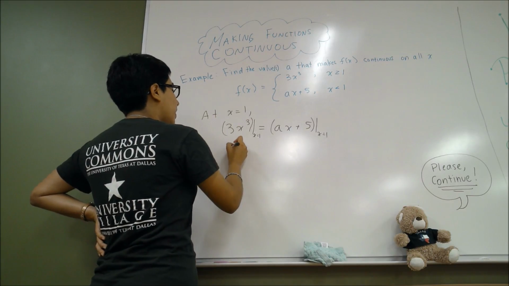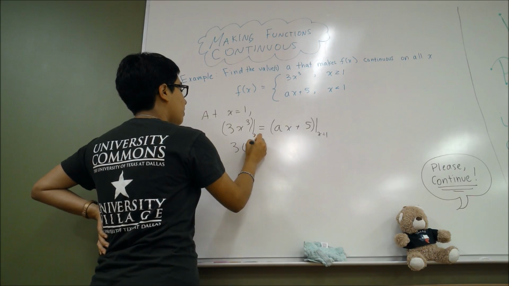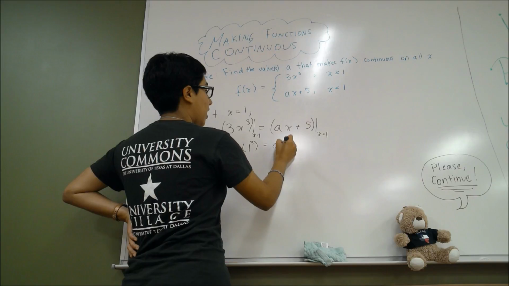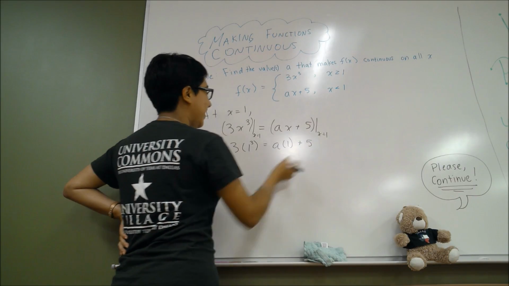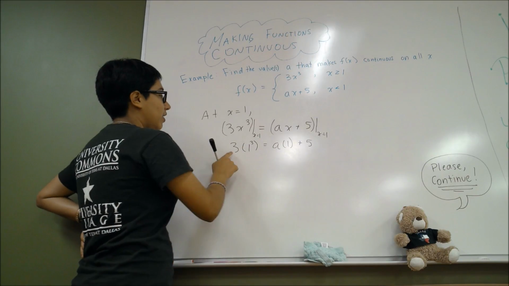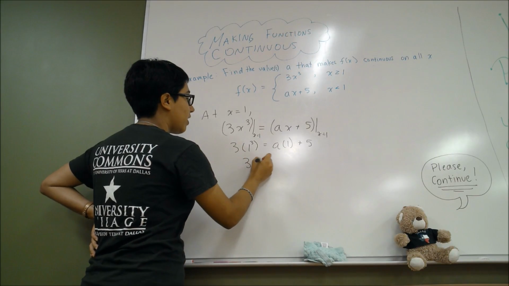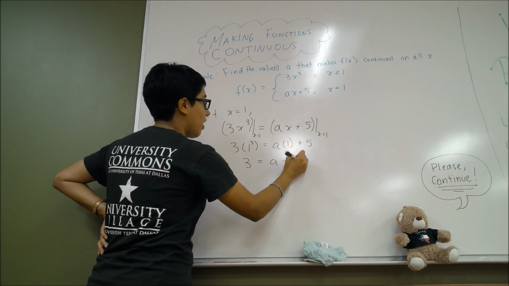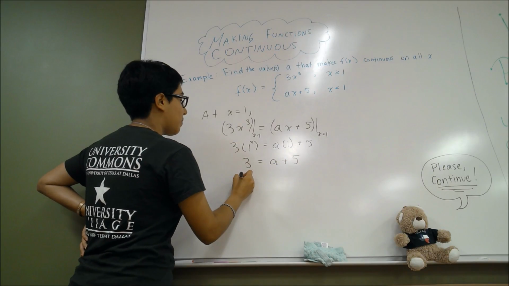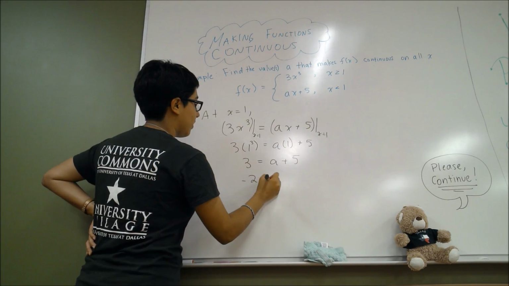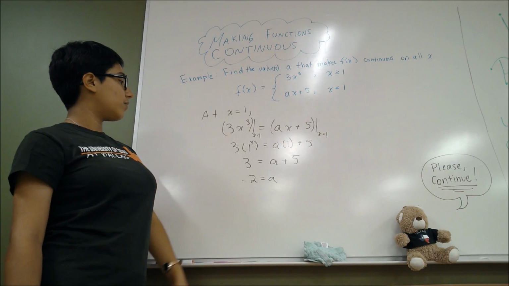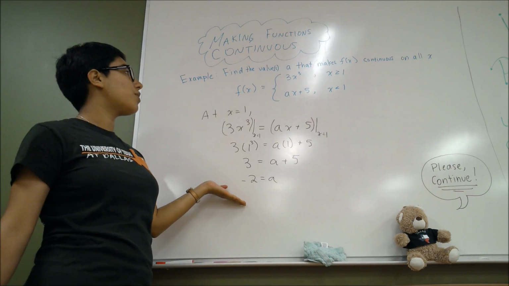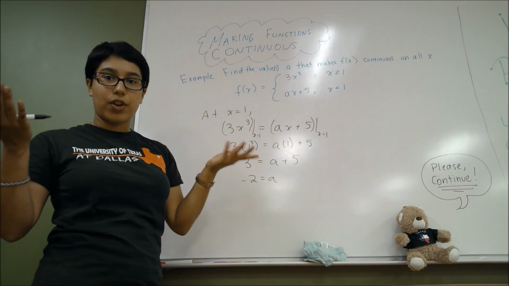So plugging in 1, we get 1 cubed equals a of 1, a times 1 plus 5, and then solve it. So that's 3, that equals a plus 5. Subtracting 5 from both sides, we get negative 2 equals a. Easy, right? If a equals negative 2, then this function is continuous, right?